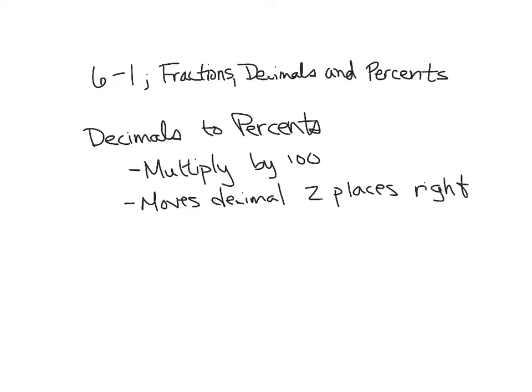So, if you have 0.2 and you are going to change that to a percent, you move the decimal place 2 places to the right, you fill the empty with a 0 and you get 20%. If you have 3.5, you move the decimal 2 places to the right, fill the empty with a 0 and have 350%.